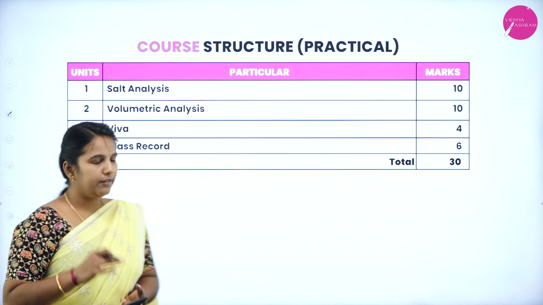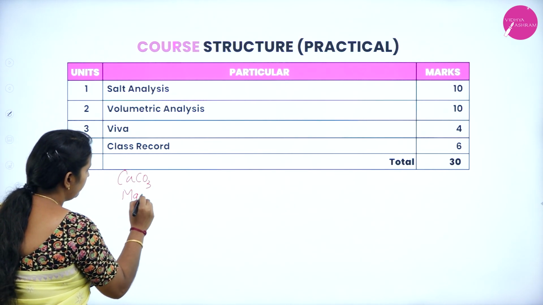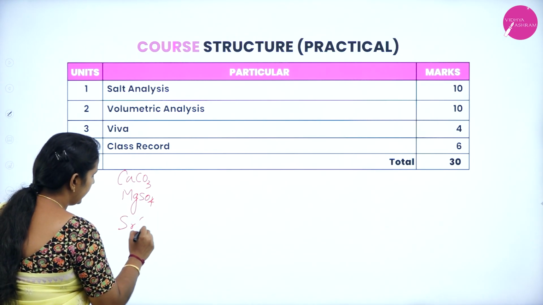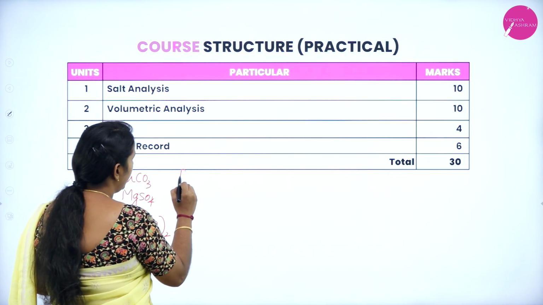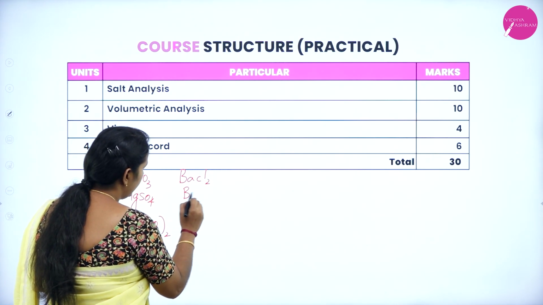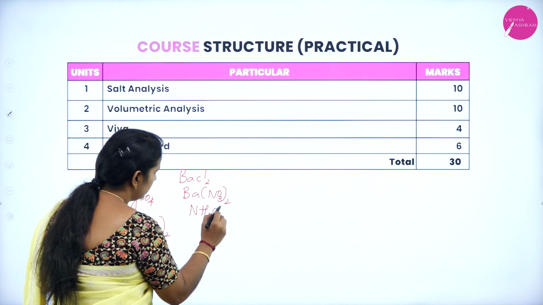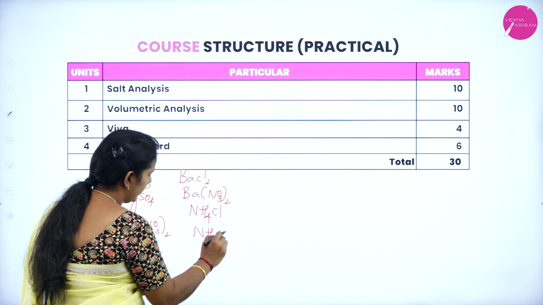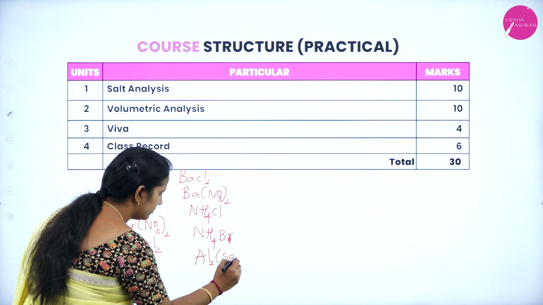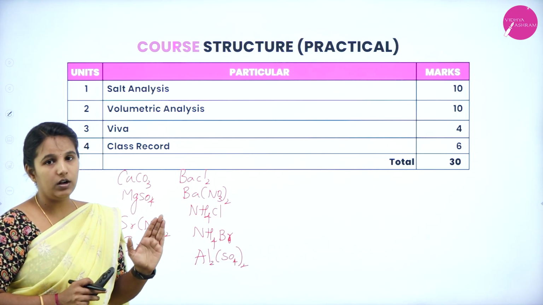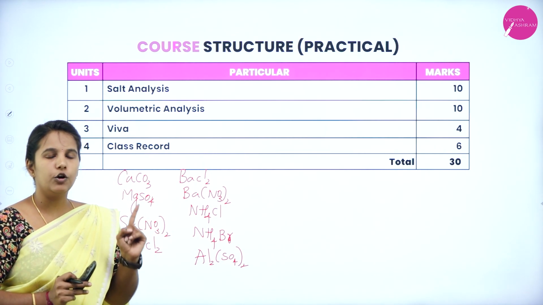Usually, 9 salts will be given to you, and the salts are calcium carbonate, magnesium sulfate, strontium nitrate, strontium chloride, barium chloride, barium nitrite, ammonium chloride, ammonium bromide, and aluminium sulfate. These are the 9 salts that will be given to you to practice in the regular classes. Among these, any one will be given in your final exam.